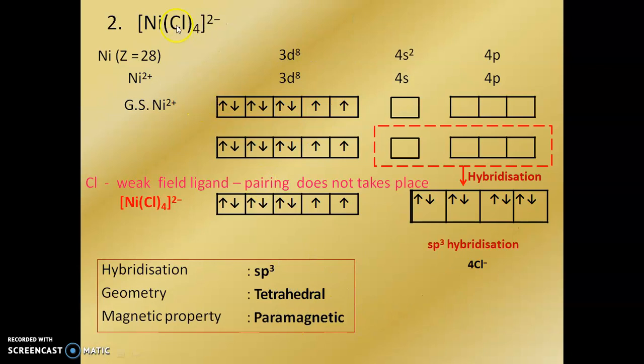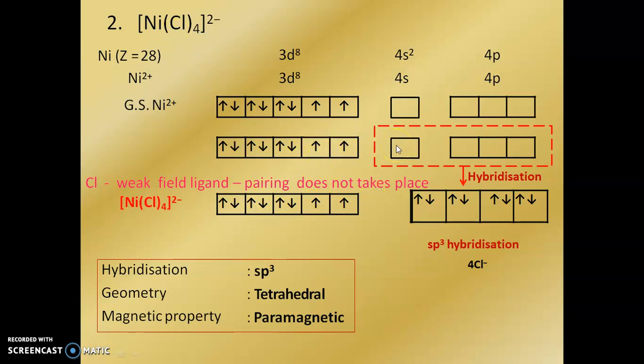Next we see [NiCl4]2-. In that, nickel has the +2 charge. If nickel has the +2 charge, then the configuration is 3d8, and Cl- is a weak field ligand, so pairing does not take place.